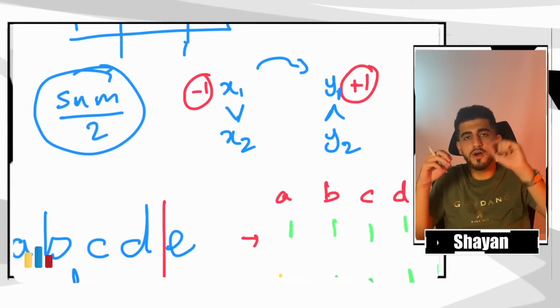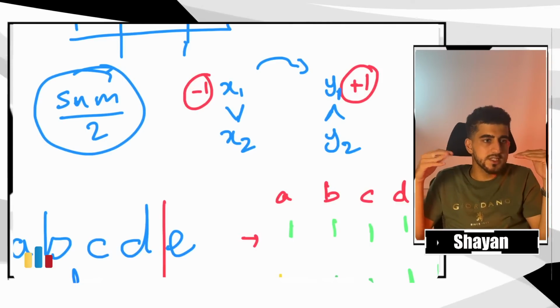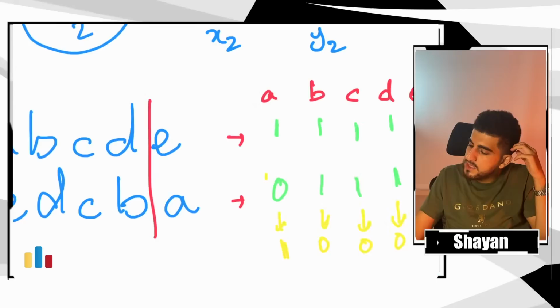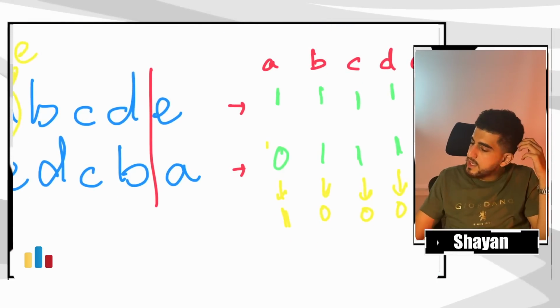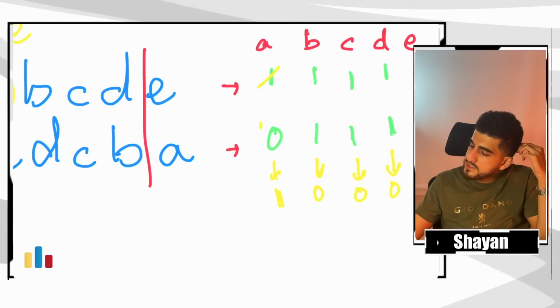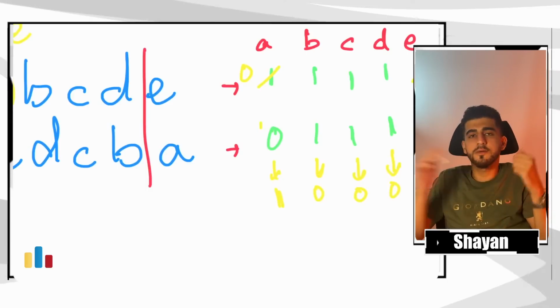Because I can take one that is greater in A and take one that is less in A. Reduce this by 1 and increase it by 1. For example, in here, I can take this A and turn it into E. Then I will have 1 less A, this turns into 0, and 1 more E. And these two differences will become 0 as well.